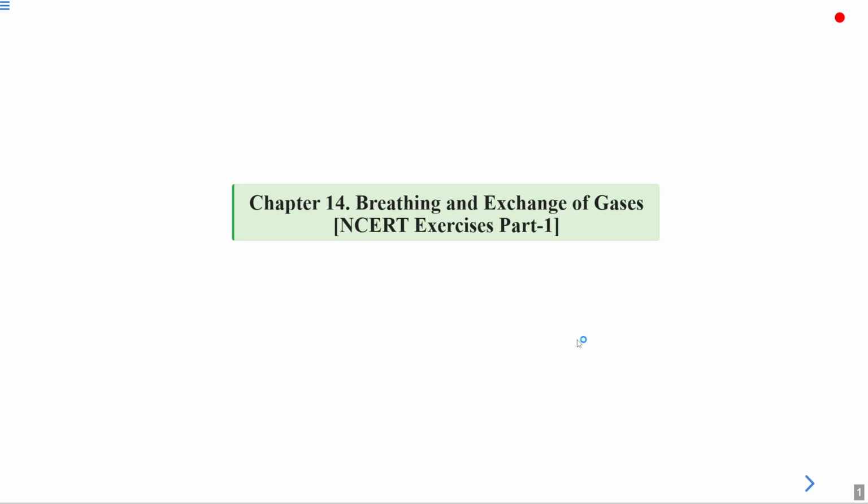Hello everyone, welcome to the session of Breathing and Exchange of Gases, NCERT exercise part 1. So today we are going to solve the NCERT exercise.